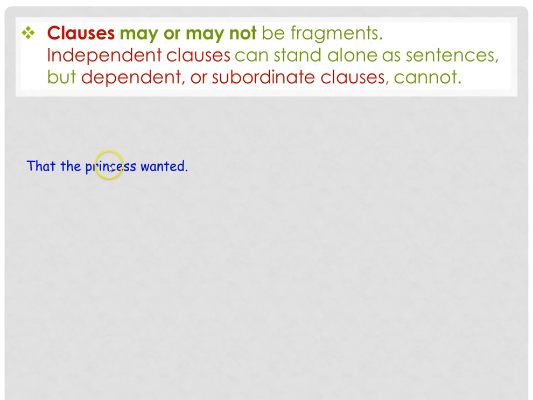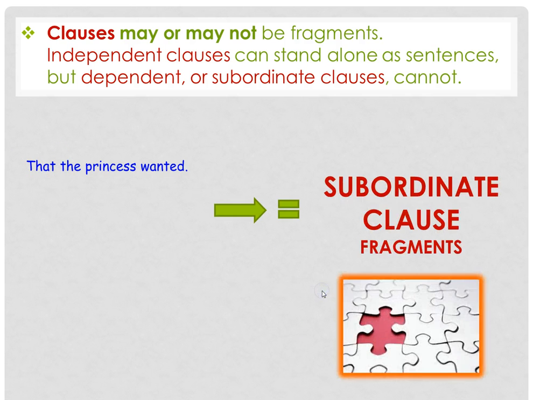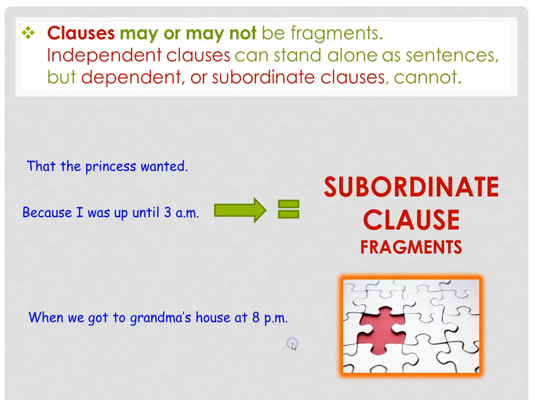We have a subject, princess. We have a predicate, wanted. But this word right here makes this confusing, that. I have a subordinate clause fragment. Another example, I have a subject, I have a verb, was. Because I was up until 3 a.m. Well, because I was up, what happened? This is an incomplete thought because I have because, which is a subordinating conjunction. Again, it's another subordinate clause fragment.